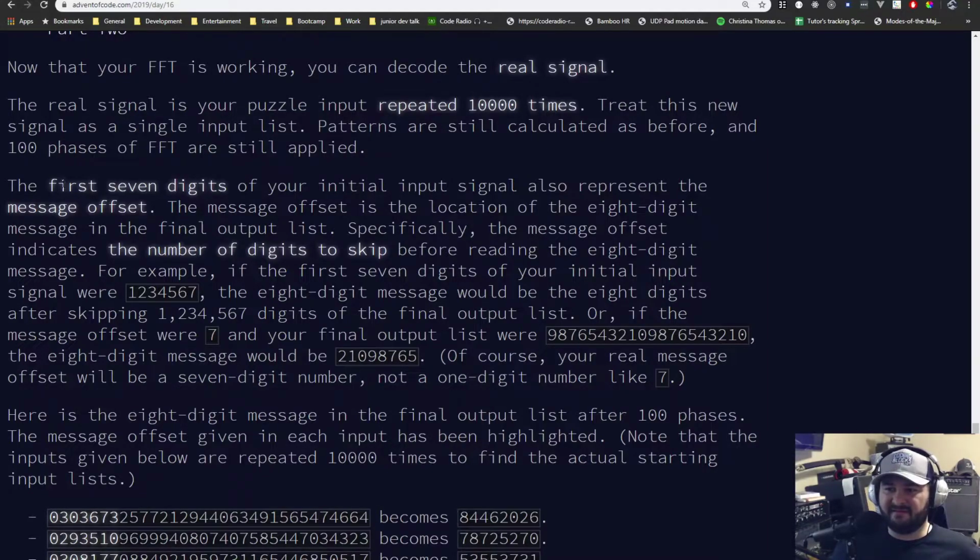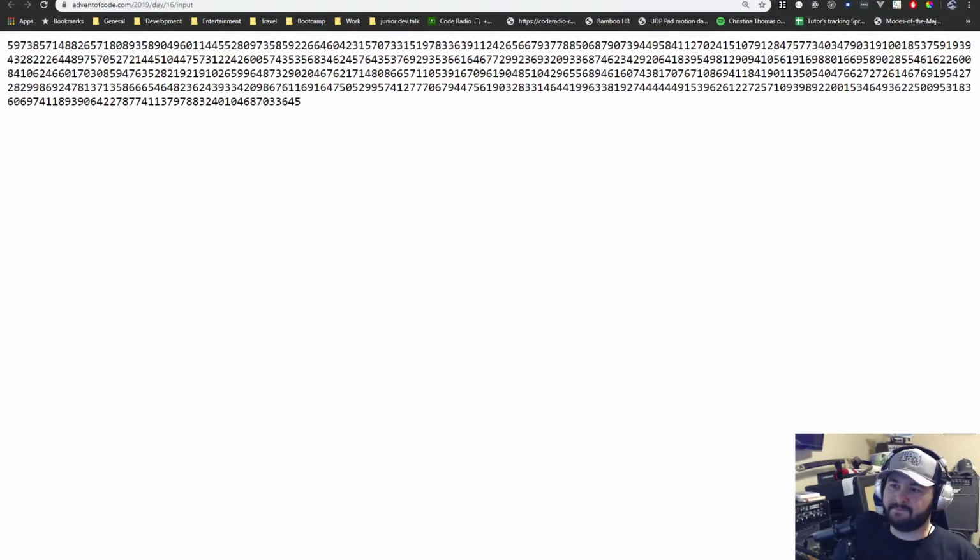So first, they're going to tell you that the first 7 digits of your initial input signal is going to be the offset. So what that means is you're going to take these 7 digits and, once you multiply this 10,000 times, you're going to skip 5,973,857 of them starting from position 0. So just like this is to position, I think 6, we would count to position almost 6 million and discard that. We don't even care about it. So that's kind of interesting right off the bat.